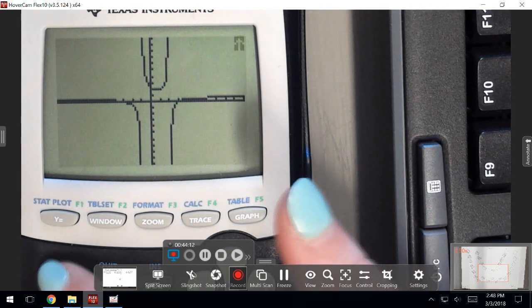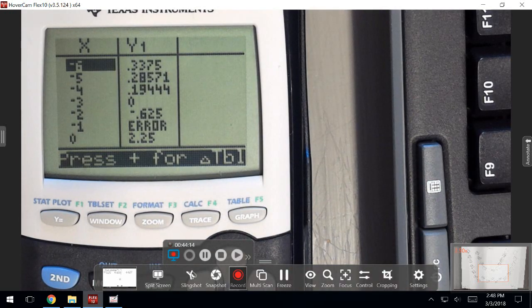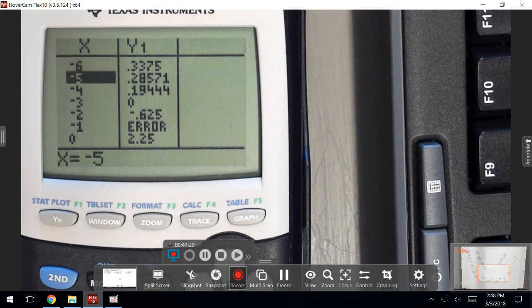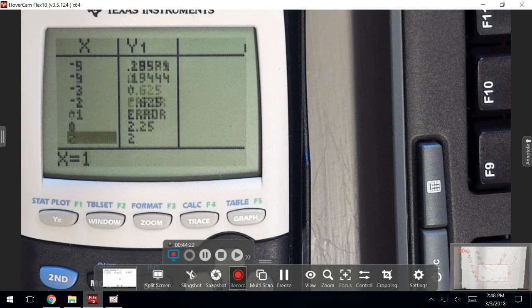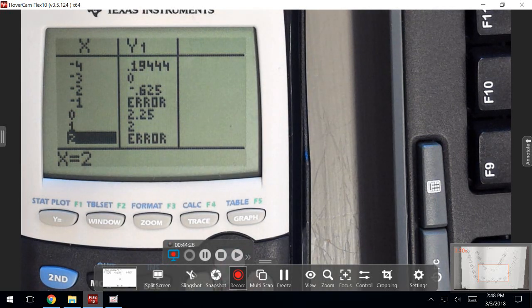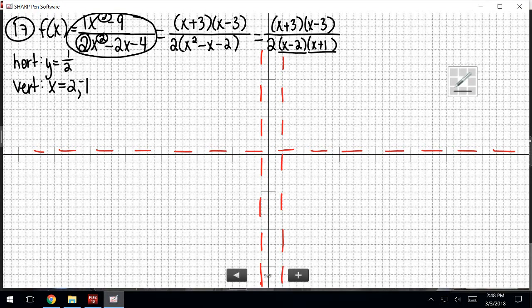So let's go to our table. Let's see. We got an error at -1. That's how we can make sure you factored correctly. And then we should have another error at +2 because those are where our asymptotes are. Let's see, we've got -3, 0, 1, and 2. Those are good points we can put on here.